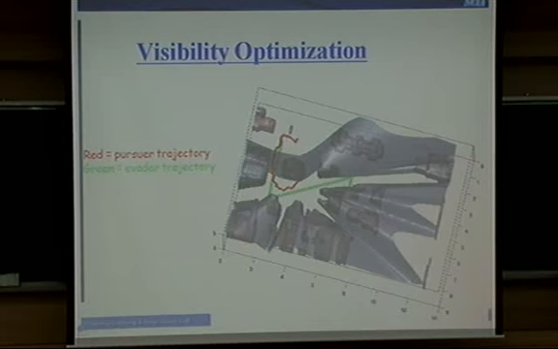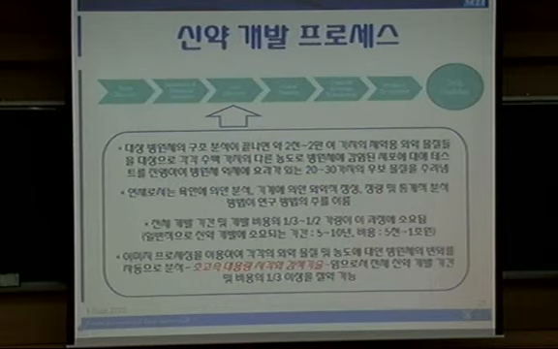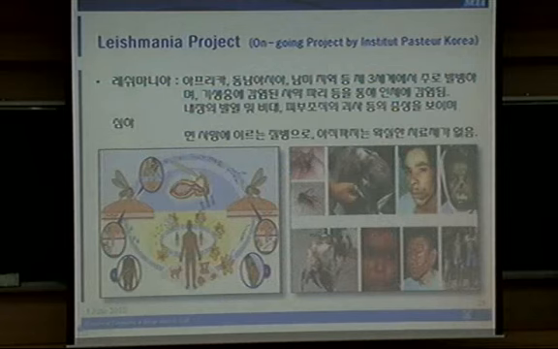But this one I will just skip. This is Korea, because I still have a project to make this time. This is a new medicine development process. There is high content screening at the Institute of Pasteur in Korea. They have a leishmania project, because this disease is not in America, Europe or Asia. Usually it is in Africa or poor countries, so they cannot develop the medicine for it. That's why the Institute Pasteur developed this, funded by the government.